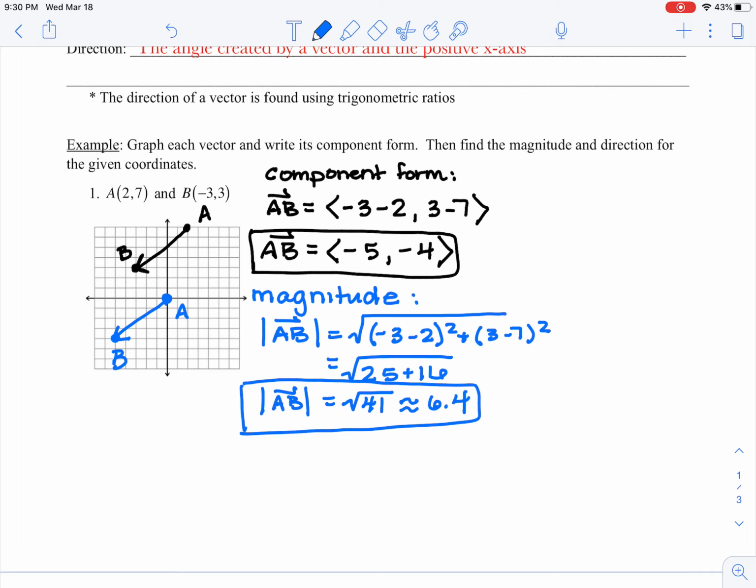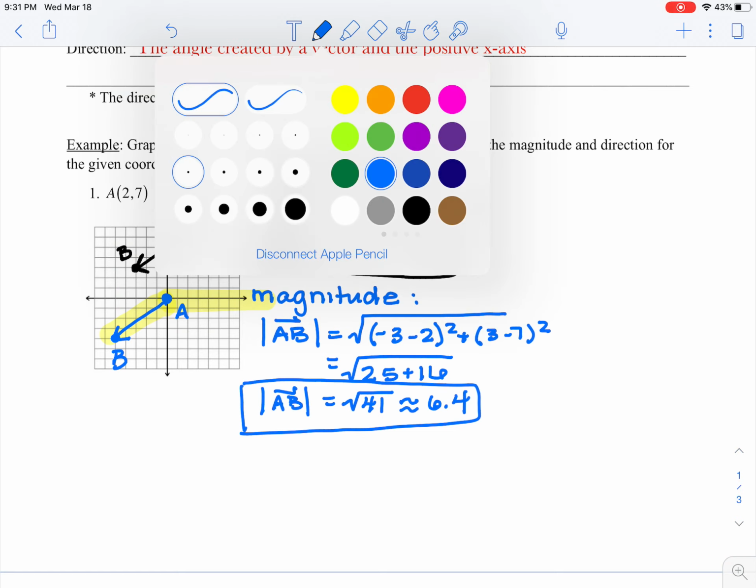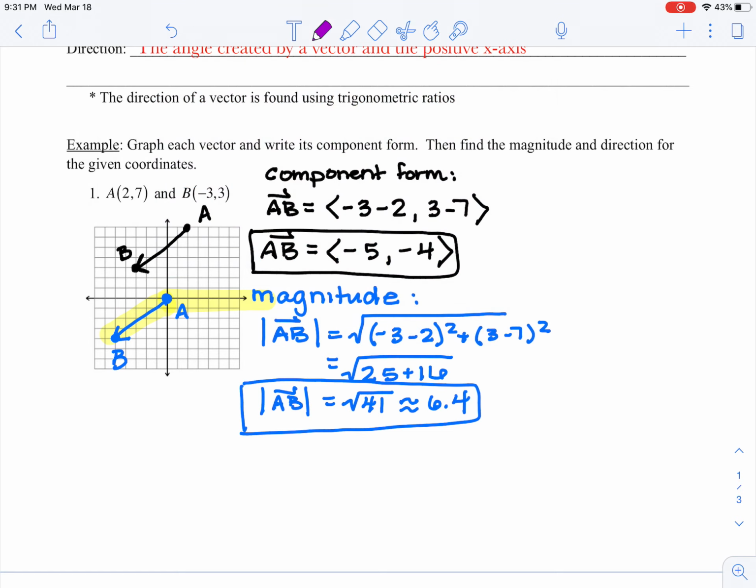The last part of this question is to find the direction of the vector. So I mentioned before that direction is the angle that gets created by your vector and the positive x-axis. Direction is always counterclockwise in math. So if I highlight the positive x-axis here and my vector, the angle that we're looking for is the angle created going counterclockwise by those two things. So here's the angle of our direction.